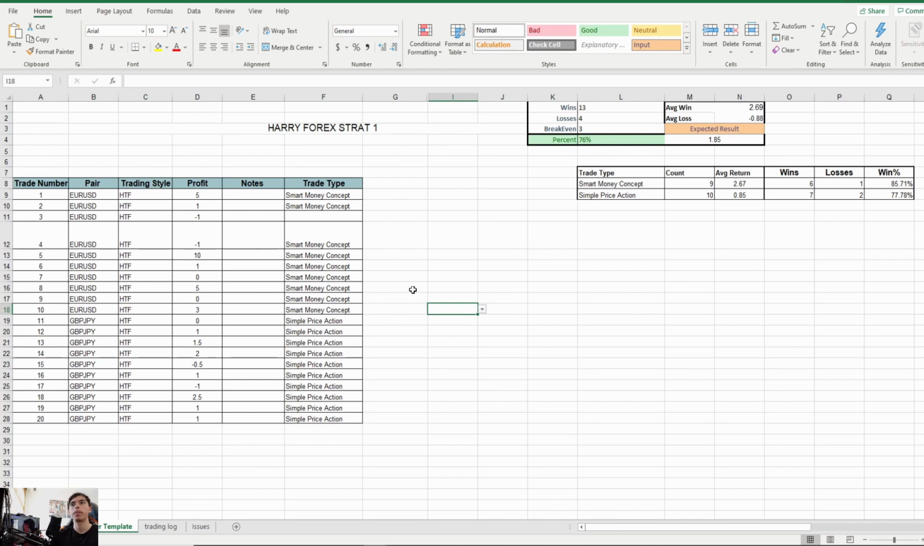And the thing is, if you look at this, my profits on all the smart money concept trades, I've taken 10 trades for each. And then this is simple price action. You can see here that the reason the count's 9, because I had a break even, is 85% win rate with an average return of 2.67R, which is not bad. And then here we can see we have a 77% win rate on simple price action, but with a lower average return.